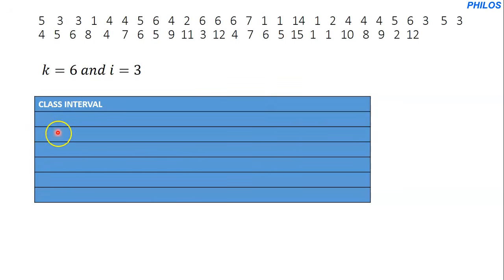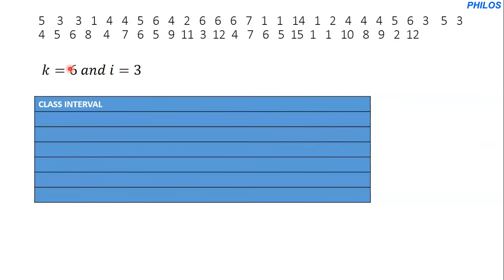So what this means is that you should create 6 classes: class 1, class 2, class 3, class 4, class 5, class 6. Apart from where the titles are, the frequency, the interval, and the likes, you should create 6 classes: 1, 2, 3, 4, 5, 6. That's the meaning of the k. So we are done with the k.